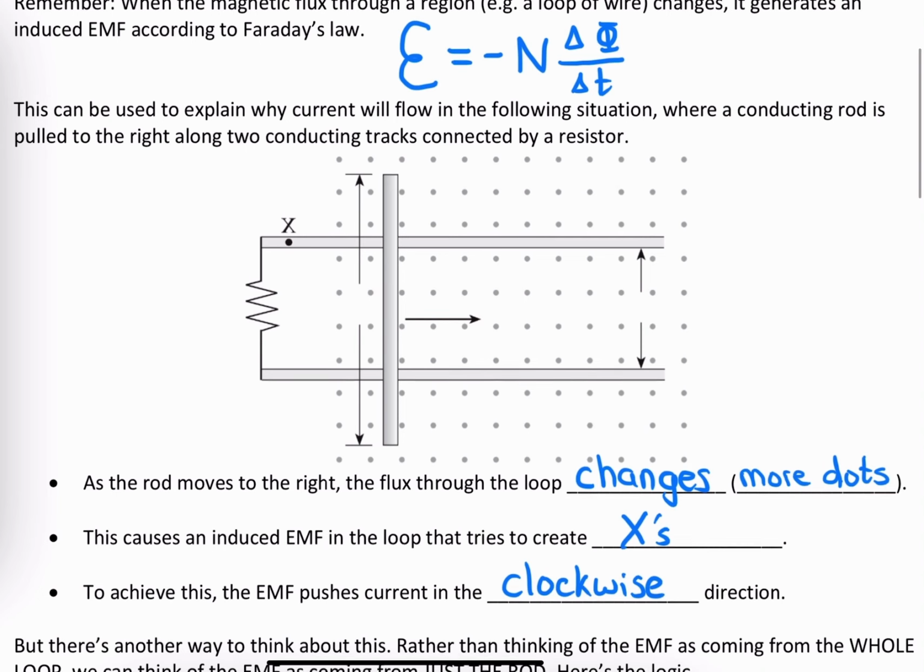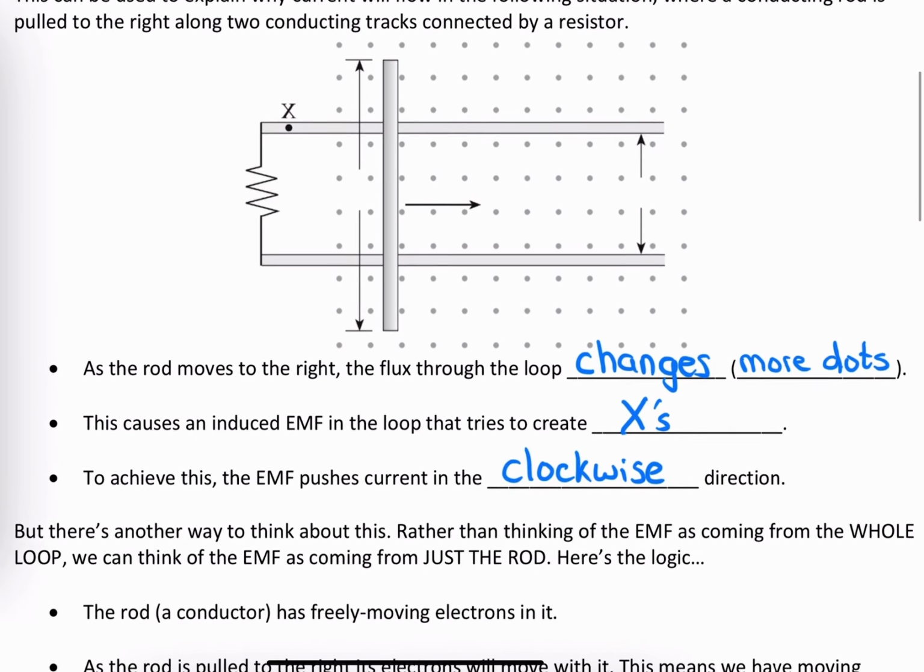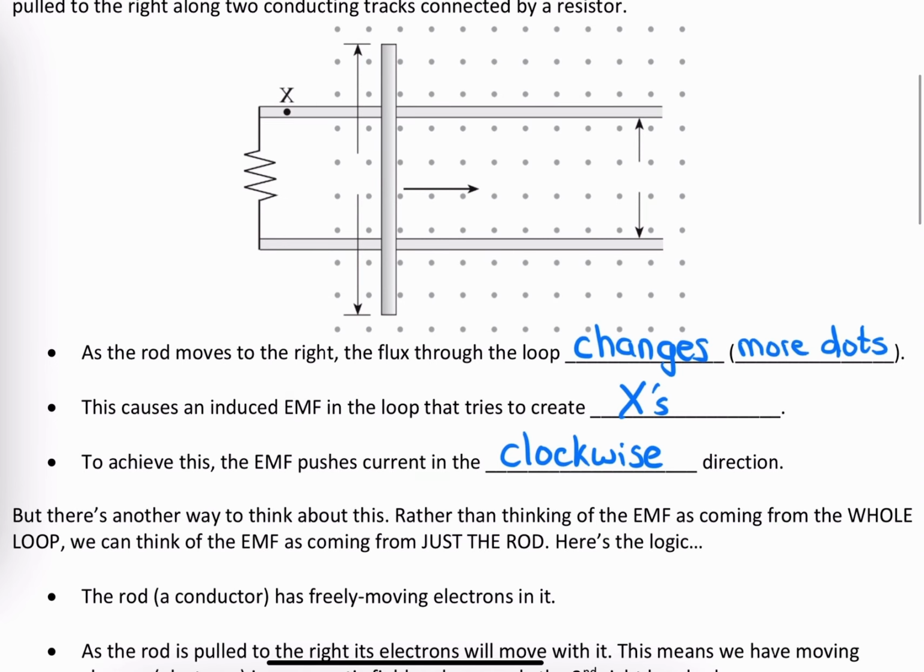Rather than thinking of the EMF as coming from the whole loop, we can think of the EMF as coming from just the rod. And this can be nice because often when we think about electric circuits and electricity flowing in a loop, we like the power supply, the source of voltage, to be in one particular place. We're used to seeing a battery or a power outlet or some sort of power supply at one point in the circuit.